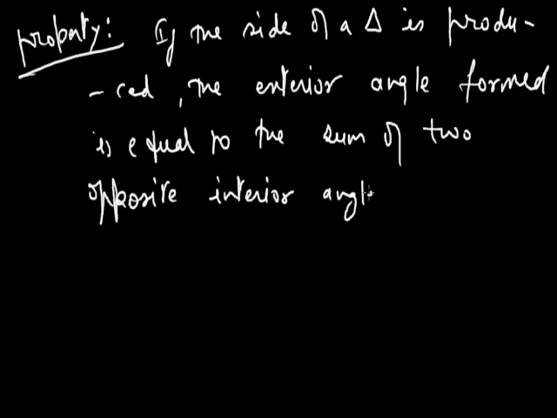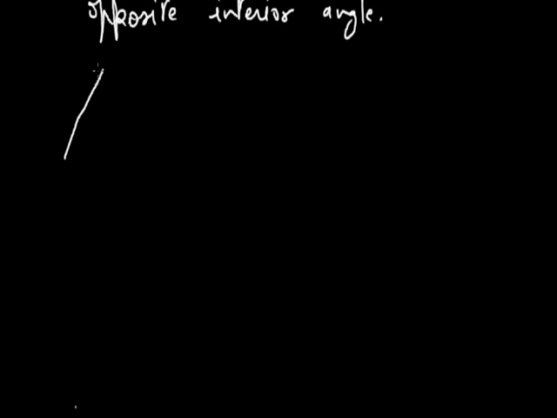This is also a very basic property and it is very useful in solving problems. Let us draw a triangle ABC. Produce the side BC of this triangle. Now the property states that if the side of a triangle is produced, in this figure we have produced side BC of the triangle ABC to point D. Then the exterior angle formed, see here, the exterior angle is this angle which I am highlighting. Angle ACD is the exterior angle, is equal to the sum of two opposite interior angles.